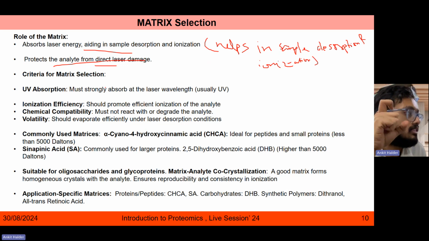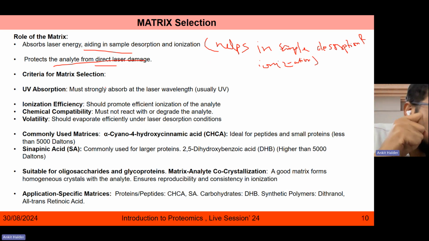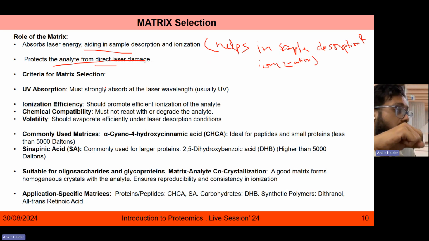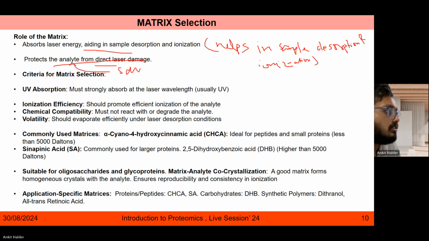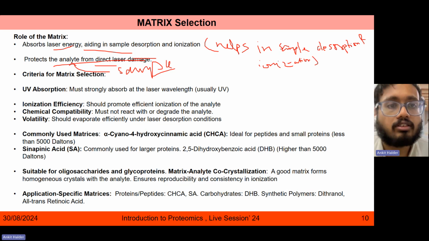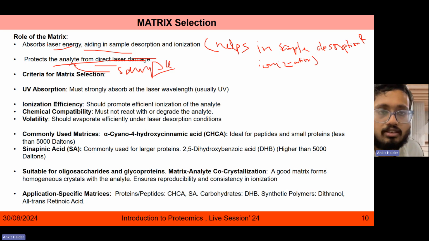One is that it absorbs the laser energy and that aids in the sample absorption and ionization. And another thing is to protect the analyte from the direct laser damage. So the analyte here refers to your particular sample, so that it gets protected from direct laser damage. So these are both the roles of the matrix in the broad sense.